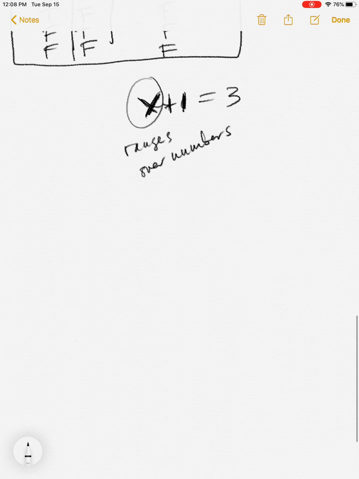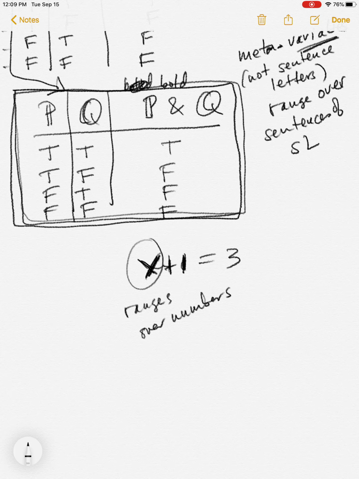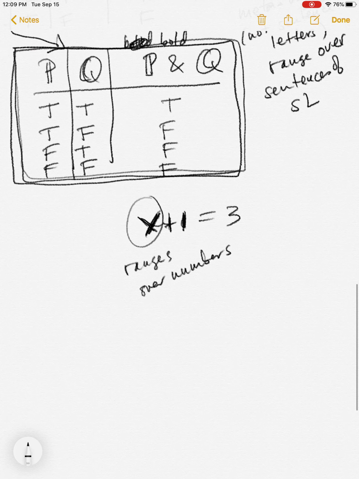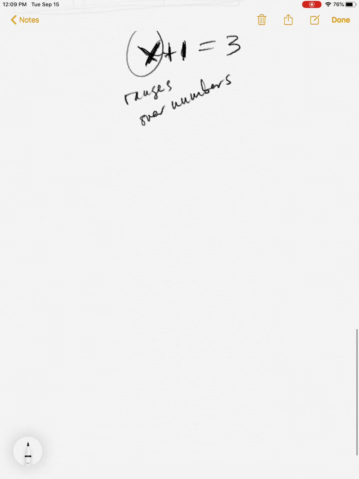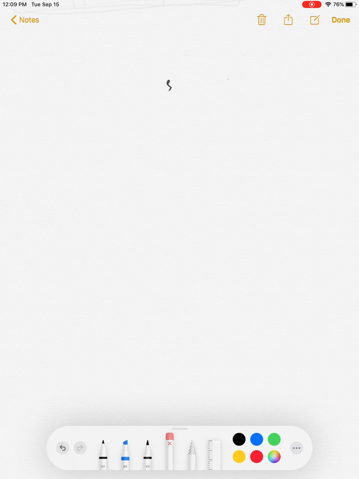I'm going to look at a couple of examples now. So anyway, this is our characteristic truth table where P and Q, these bold-faced capital P's and Q's, are metavariables, not sentence letters. Okay. Let's look at some examples of sentences that are conjunctions, but require a little bit of paraphrasing before we can translate them directly into SL.